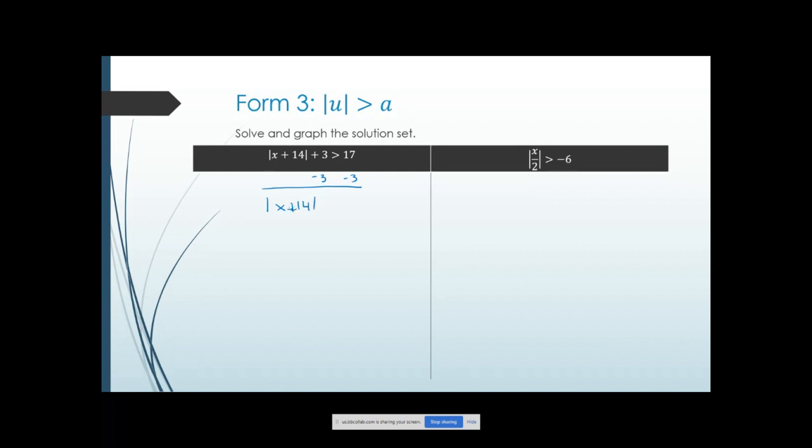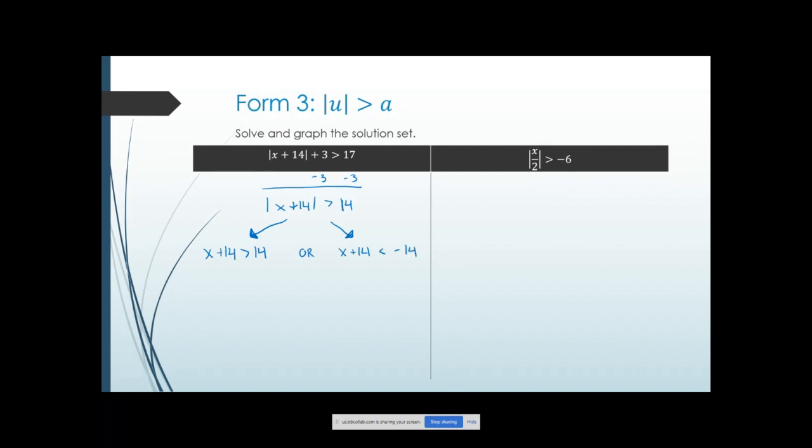plus 14 is greater than 14, because 17 minus 3 is 14. Now, if it's a greater than, we end up with two separate inequalities to solve with an "or" in between them. We have x plus 14 greater than 14, where you basically are ignoring the absolute value sign. And then you have x plus 14 is less than negative 14.